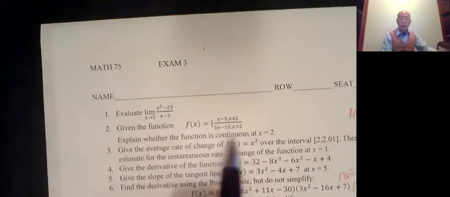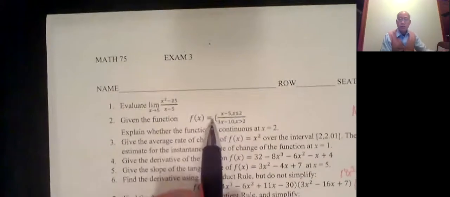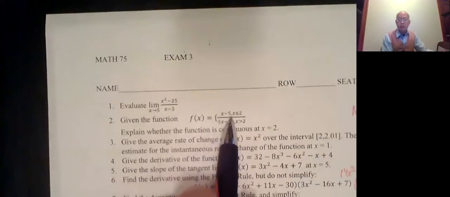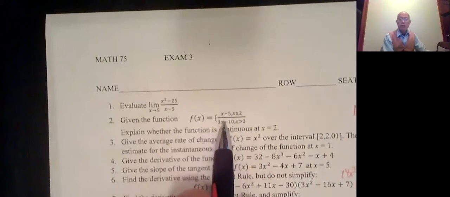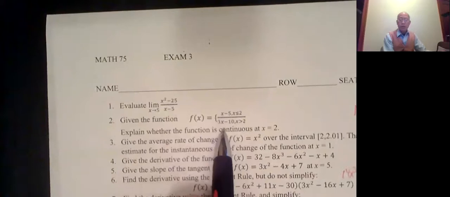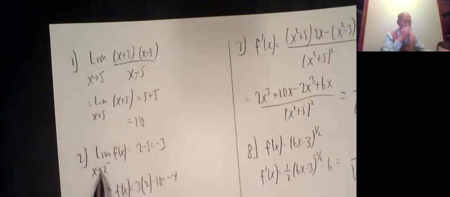Number 2, given this function, is it continuous at x equals 2? So you have a piecewise defined function. The function is x minus 5 if x is less than or equal to 2, 3x minus 10 if x is greater than 2. Well, let's see what happens in the limit as x approaches 2, both from the left and from the right. If I approach 2 from the left, I'm using this function. If I approach 2 from the right, I'm using this function, but you can see that we get different values.